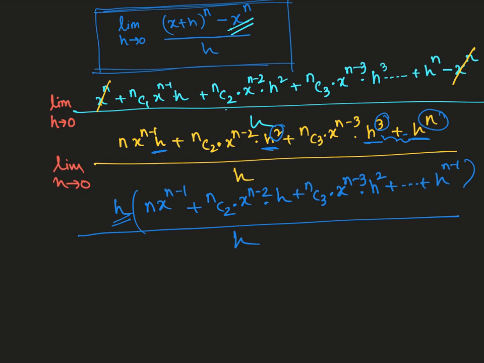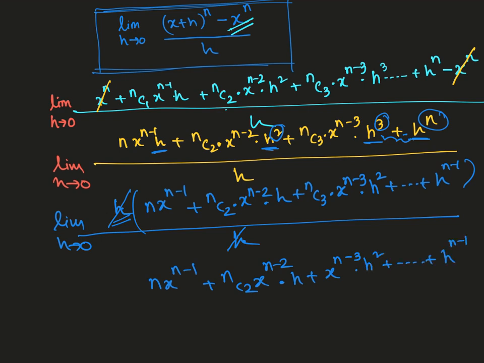And as you can see, we have h over here and we have h over here. We can simply cancel this h from the numerator and the denominator, and we will be left with n x to the power n minus 1, plus nC2 x to the power n minus 2 times h, plus nC3 x to the power n minus 3 times h squared, and you're going to continue till h to the power n minus 1. And of course you have to give the limit, which is h tends to 0.